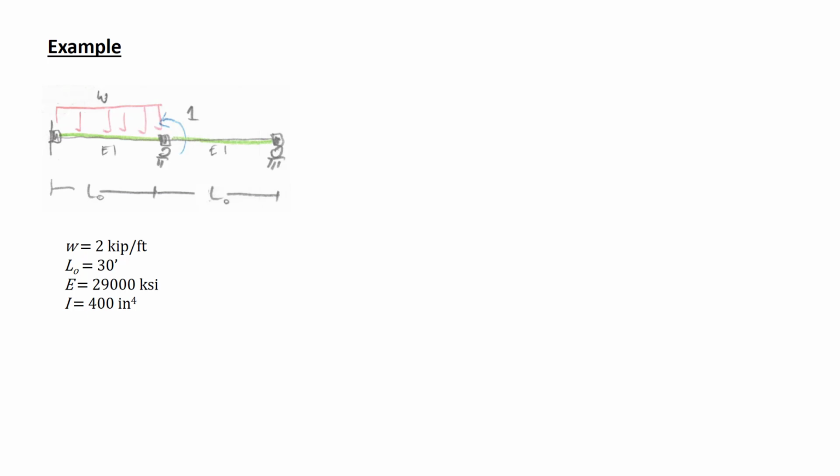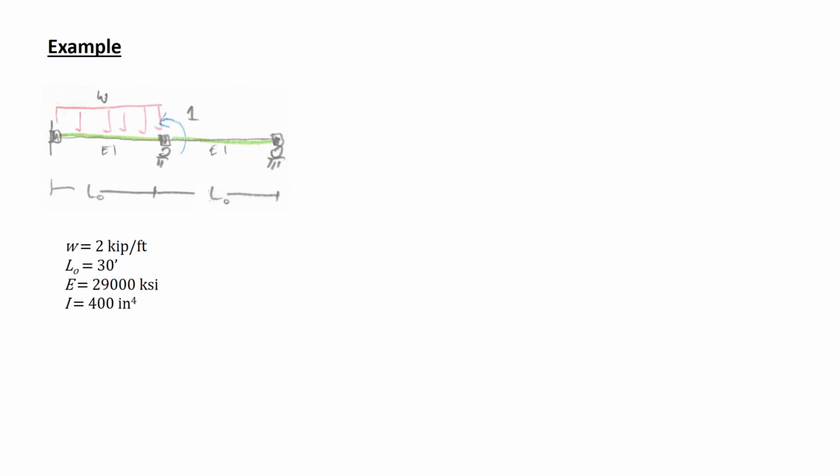This is a 2-span continuous beam. There's a uniform load over the left end. The left-hand node is rigidly supported. This is a little bit artificial, but I did so to just reduce the size of the problem so that we can focus on the new topic at hand. There's 1 degree of freedom. That's the rotation of the center node.